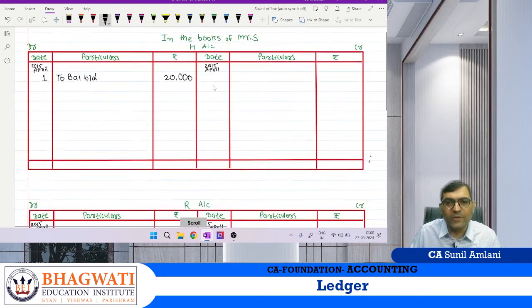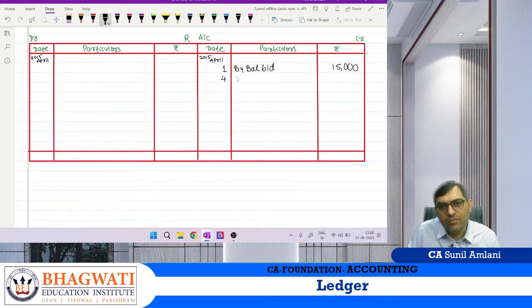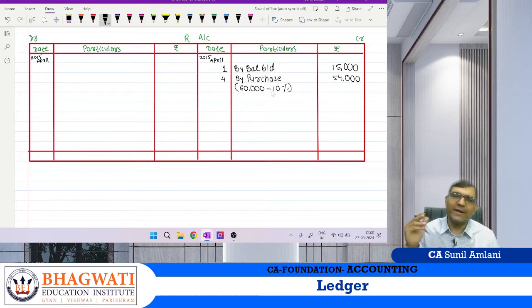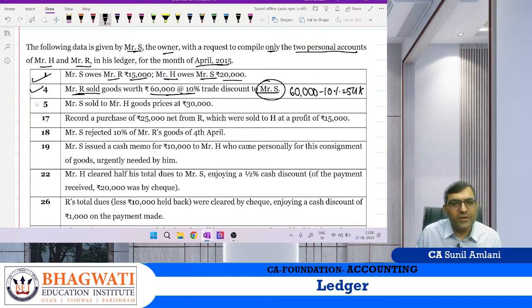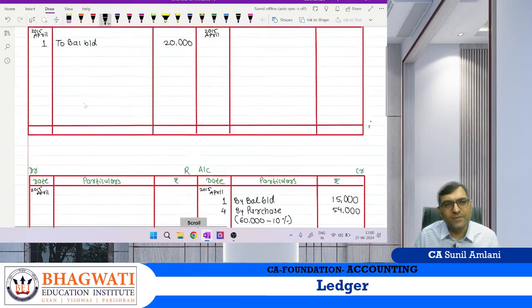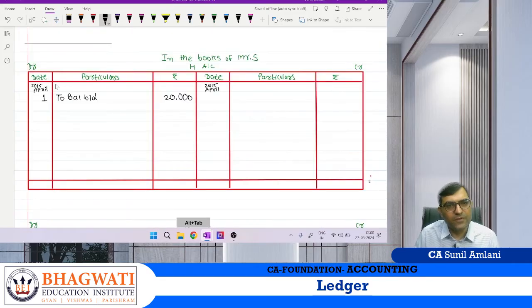Okay, so 4th April will go to R account by purchase 54,000, 60,000 minus 10%. Okay, then Mr. S sold goods to H at a price of 30,000. Okay, so H account debit to sales. What is the date? 5th. To sales.